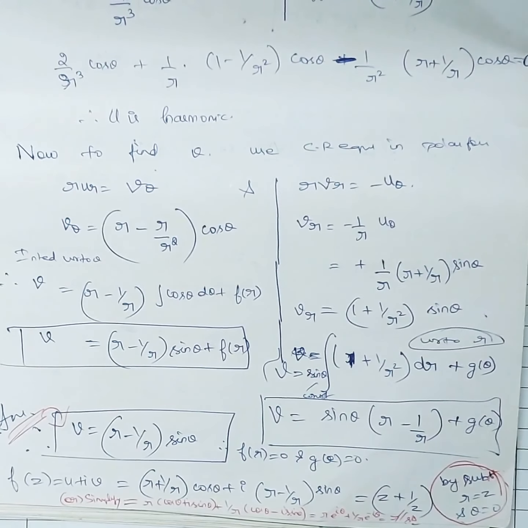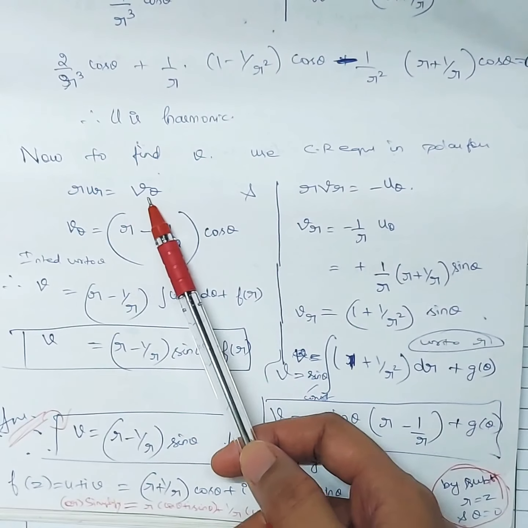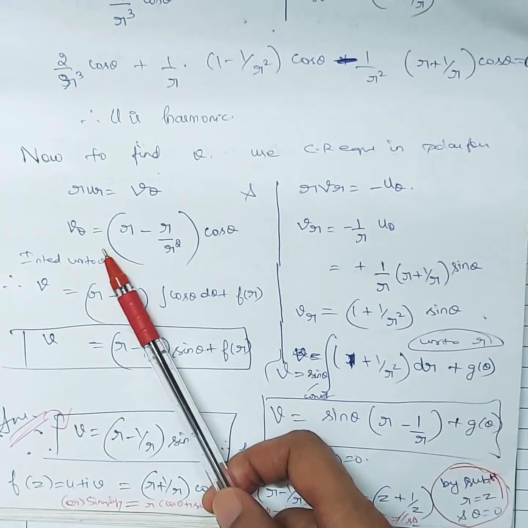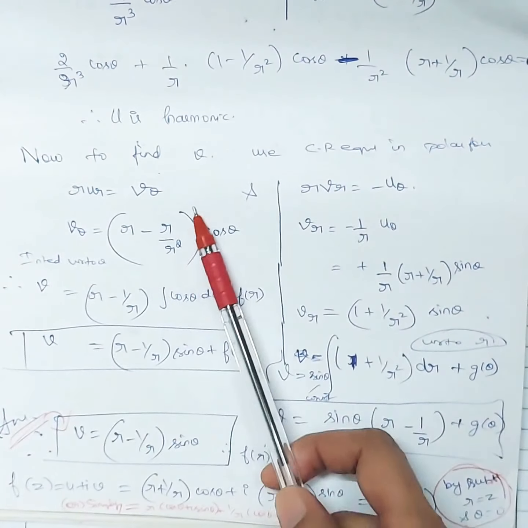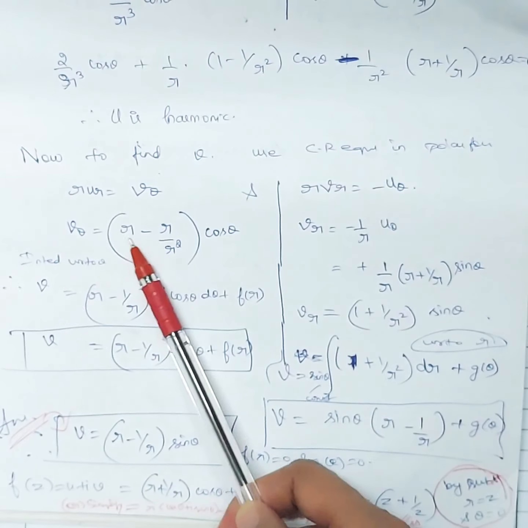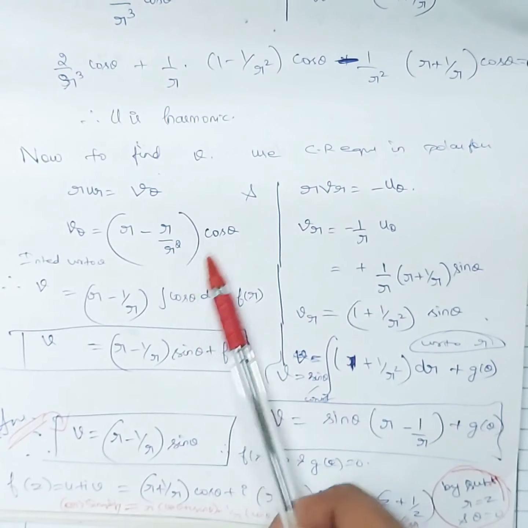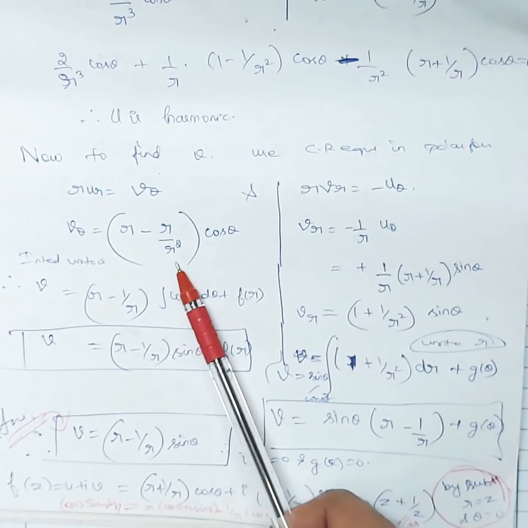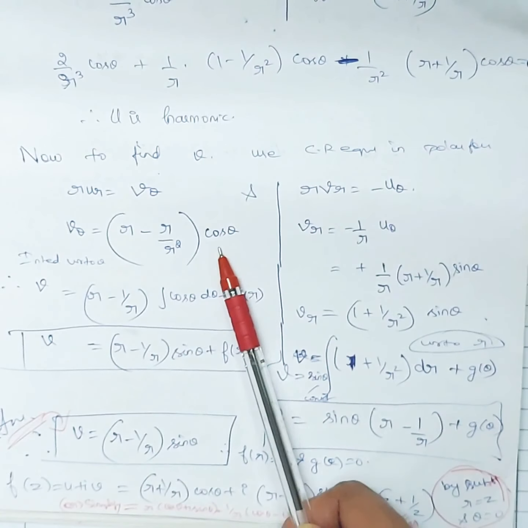So once u is harmonic, what we will do? We are going to replace v theta by using the CR equation. What is v theta? r into u_r. So we know what is u_r, 1 minus 1 by r square. Since we multiply r, I have multiplied r in the numerator, r minus r by r square cos theta, and one more r will get cancelled, so we get r minus 1 by r cos theta.